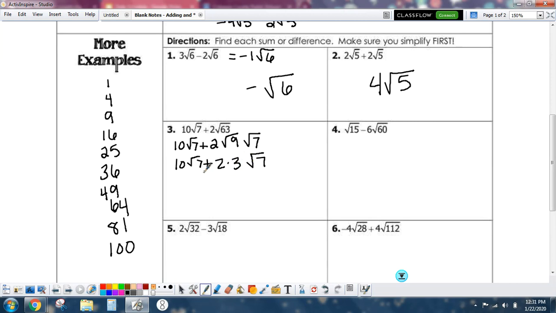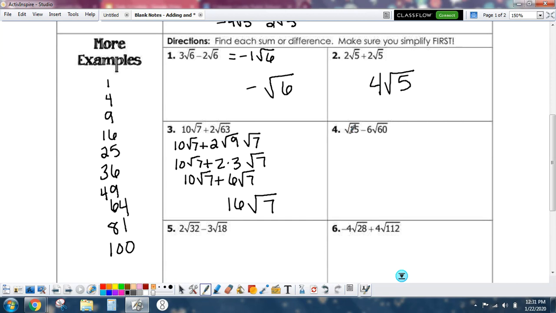Okay, and then 2 times 3 I know is 6. And at this point, I have 10 plus 6 because they're both square roots of 7. So 10 plus 6 is 16 square roots of 7. Go ahead and try 4.